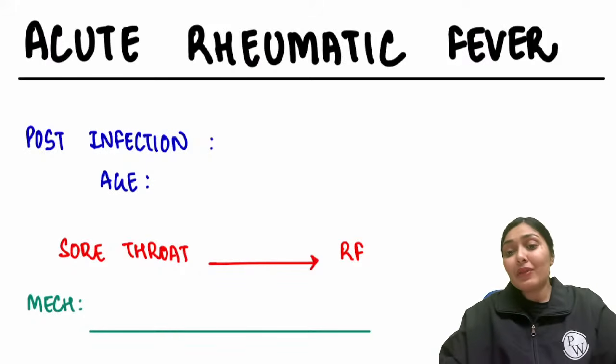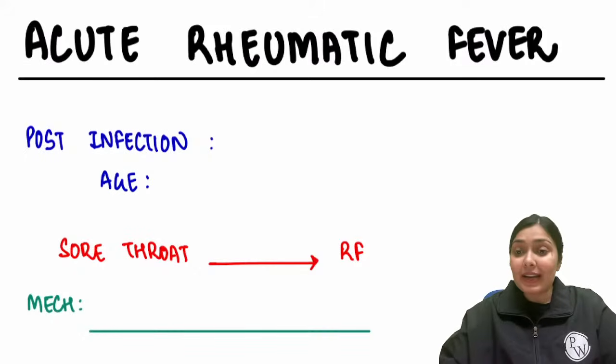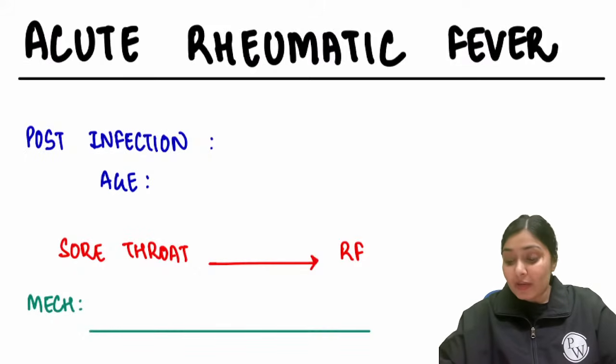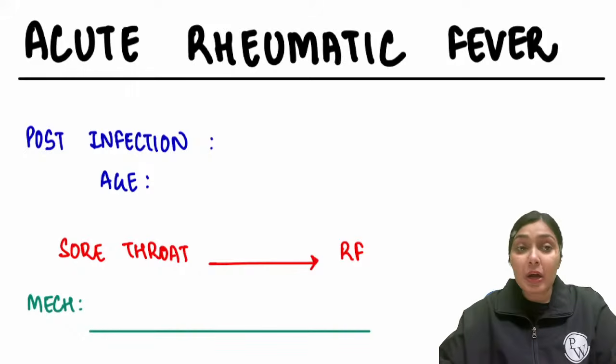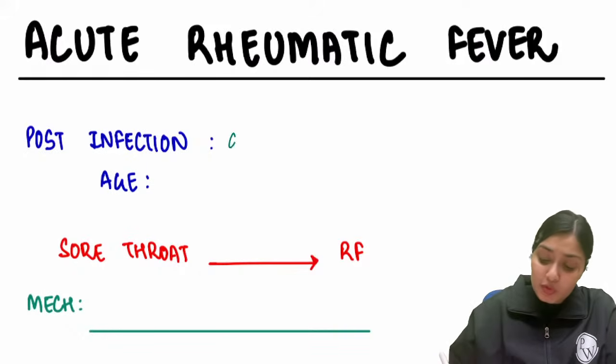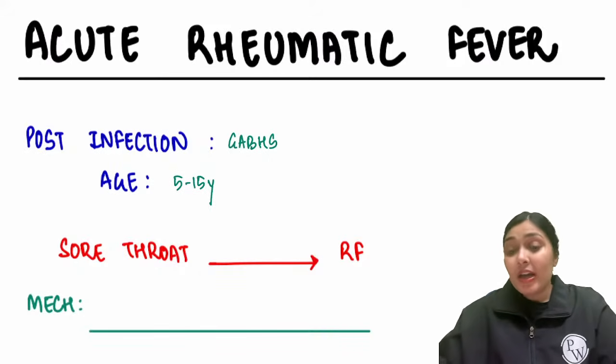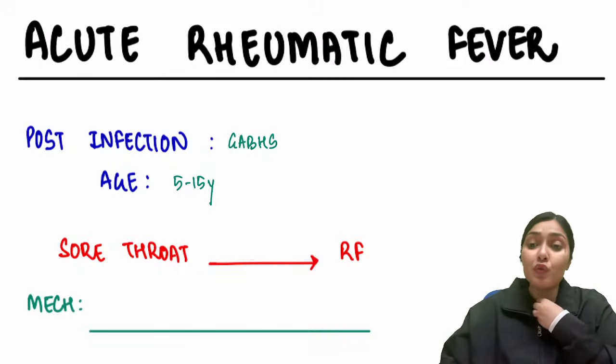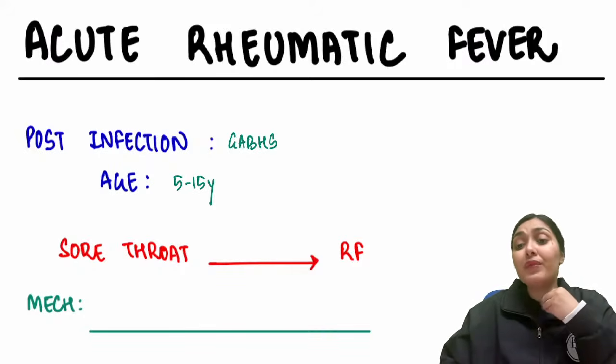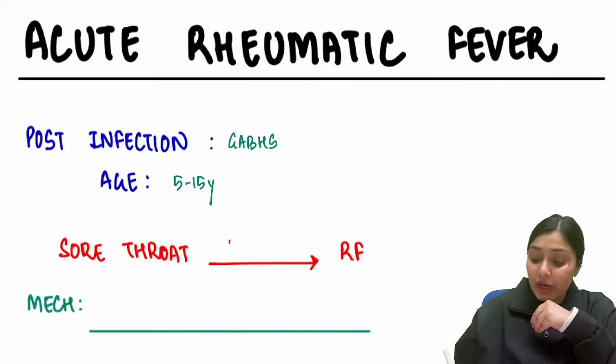So acute rheumatic fever is one of those entities that happens post-infection, right? This happens after the infection with group A beta hemolytic streptococcus. And the age group that is mostly affected is 5 to 15 years of age. What happens here? The child will have an infection, sore throat, by this organism, group A beta hemolytic streptococcus, and 2 to 4 weeks after that sore throat, the child is going to show you the features of rheumatic fever.